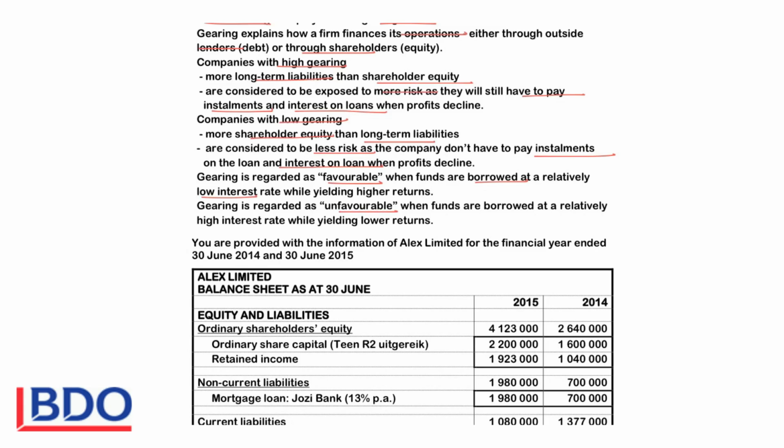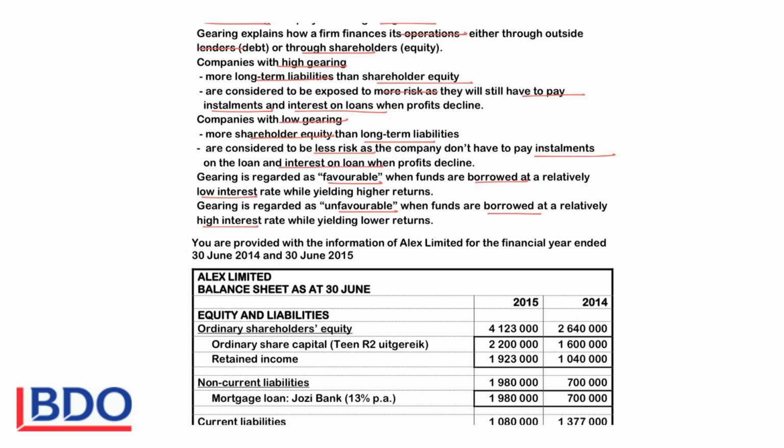Gearing is unfavorable when funds are borrowed at a relatively high interest rate when the profits are low. So that means it's unfavorable for the business if they borrow more money and they have to pay a high interest rate, but the loans that they obtain didn't result in extra profits for the business.